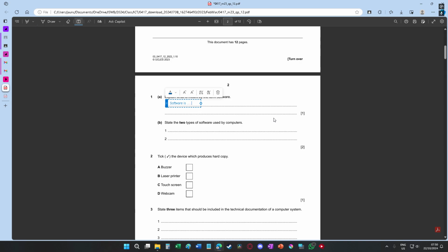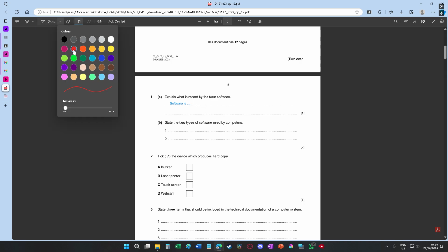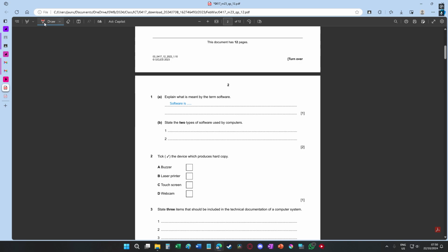Blah blah blah blah, whatever you decided to memorize, and put in there. That is your answer, and now you know immediately that's correct. Okay, so now you go back to the draw tool, I just click on that and I say, I got that right. Awesome. Next one, state two types of software used by computers.